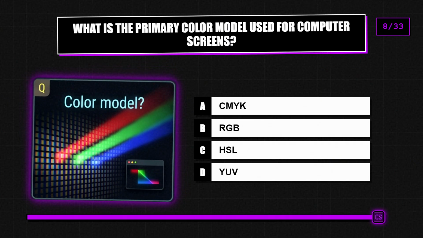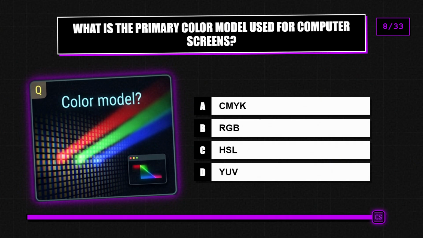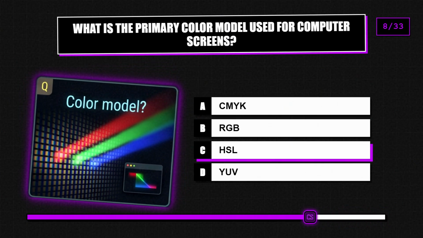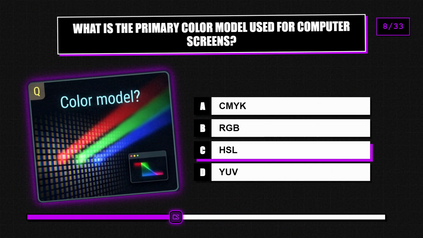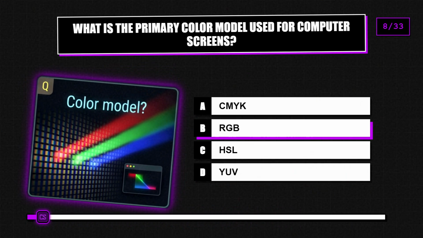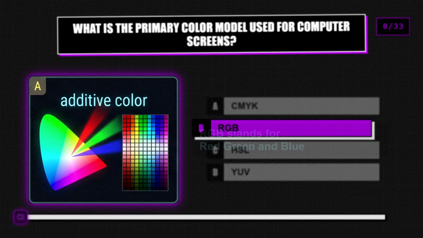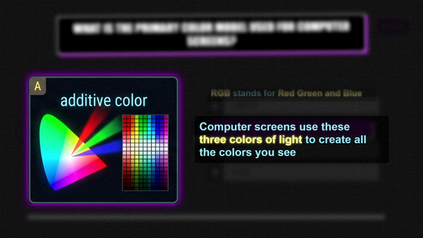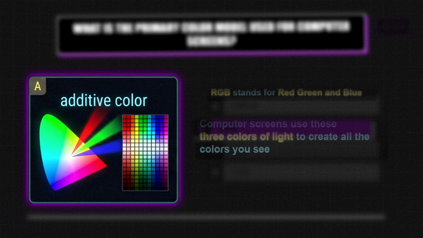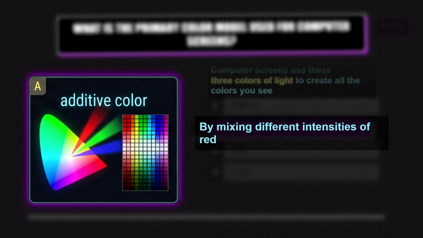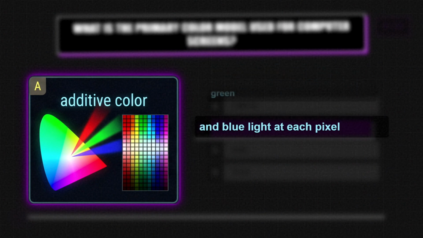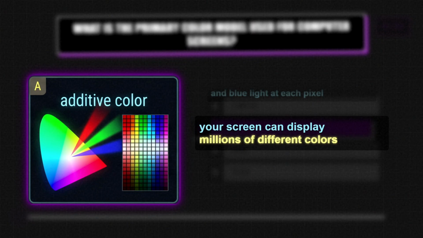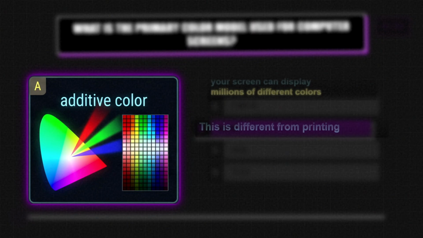What is the primary color model used for computer screens? RGB stands for red, green, and blue. Computer screens use these three colors of light to create all the colors you see. By mixing different intensities of red, green, and blue light at each pixel, your screen can display millions of different colors. This is different from printing, which uses CMYK.